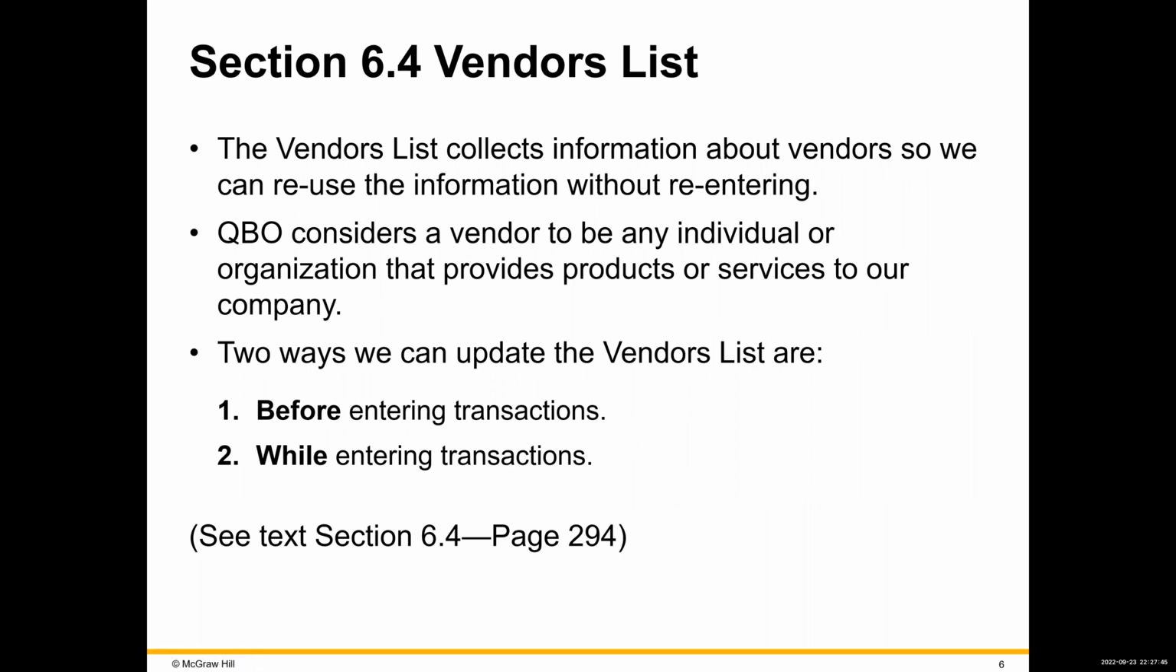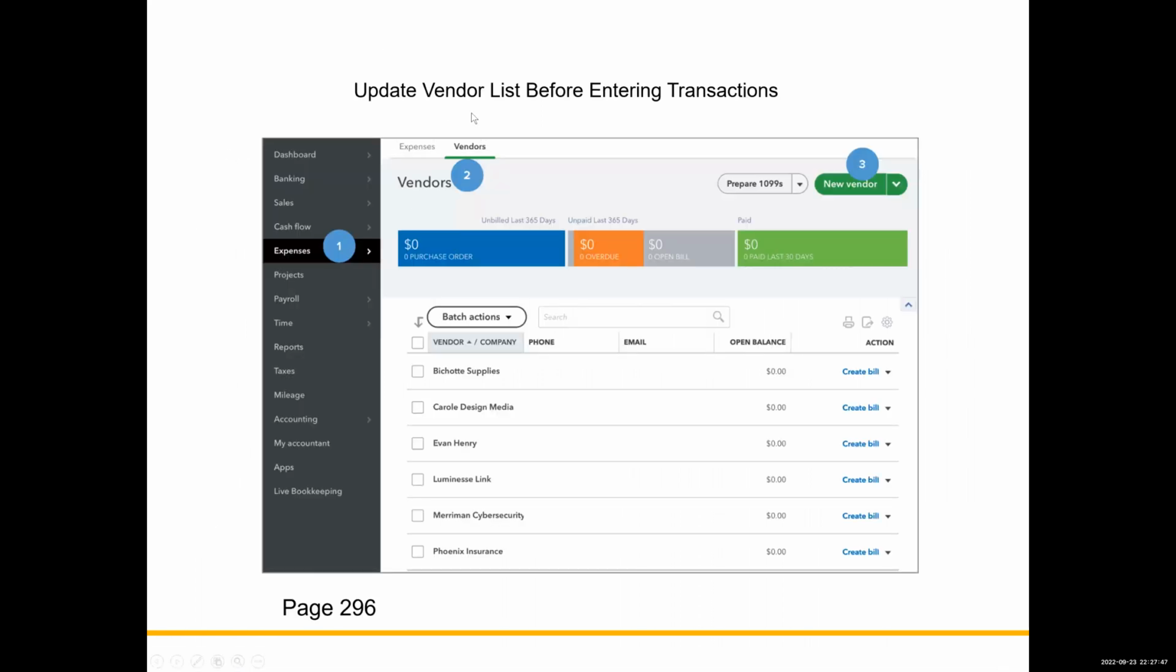Okay, so if we want to update the vendor list before entering transactions, we'll go ahead and go to the vendor list. So in the navigation bar, go to expenses, and then go to the vendors tab, and that'll put us here. And let's say you wanted to add a new vendor, we'll just go ahead and click on the button, add new vendor, right?